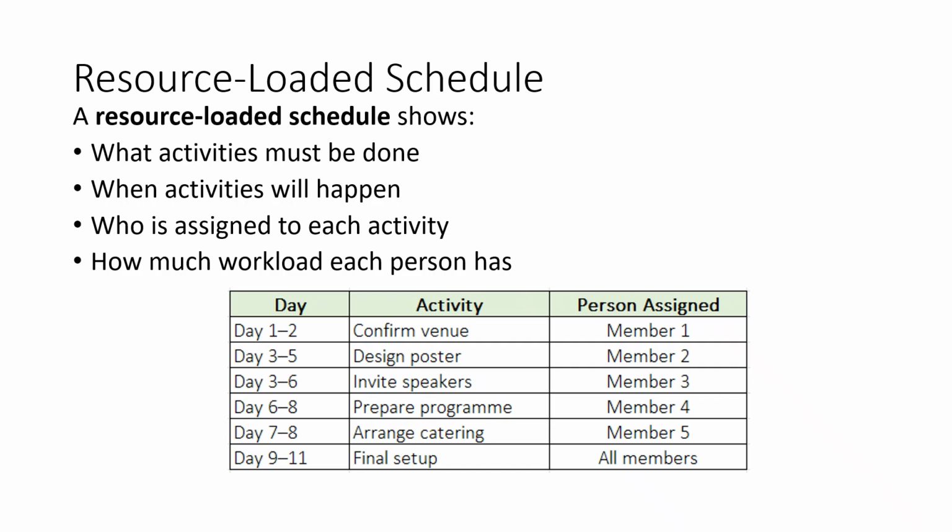A resource-loaded schedule shows not only what activities must be done and when they will happen, but also who is assigned to each activity. It gives a clearer picture of project execution. For example, the schedule may show that day 1 to day 2 is for confirming the venue, and the responsible person is member 1. Day 3 to day 5 is for designing the poster, and the responsible person is member 2. Day 3 to day 6 is for inviting speakers, and the responsible person is member 3.